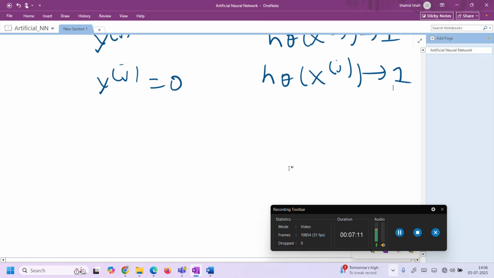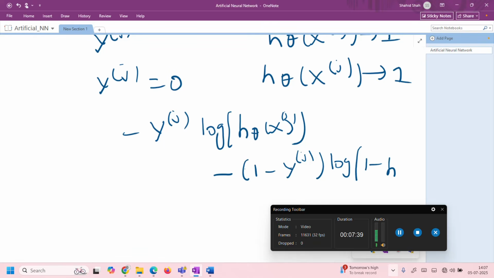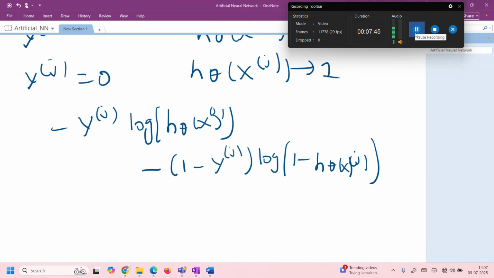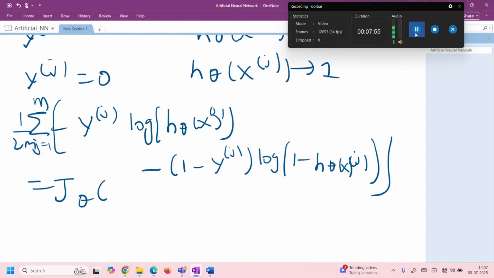The function which computes error in such cases can be defined in this way. You take yj, then the log of h theta of xj, but with a minus sign. Why? Because h theta of x lies between 0 and 1, and the log of any quantity between 0 and 1 is negative, so the minus makes it positive. Then minus, you write 1 minus yj, times log of 1 minus h theta of xj, and then sum it up for j equal to 1 to m, with 1 divided by 2m. So this is your J theta loss function.